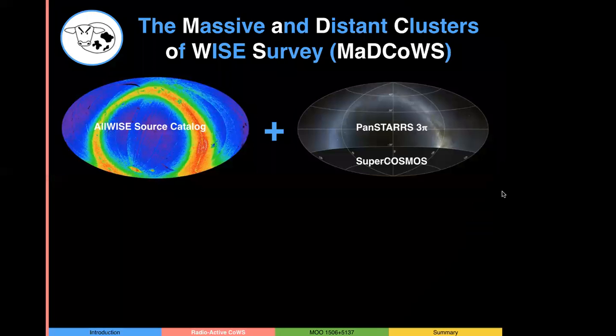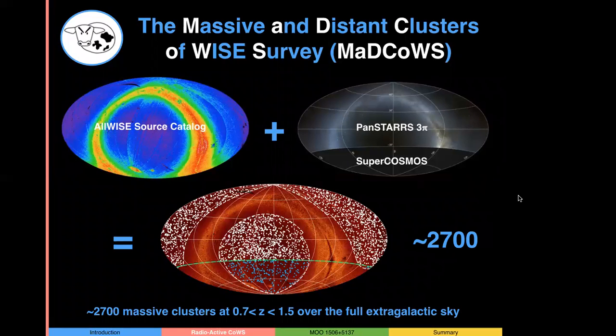redshift, the Massive and Distant Clusters of WISE survey, or MaDCoWS. We created this galaxy cluster catalog at this important epoch by cross-correlating infrared data with optical data, and then performing magnitude and color cuts to isolate the galaxies at this particular redshift. Then we apply a smoothing kernel, and from the density map of the remaining sources, we are able to find about 2,700 galaxy clusters. This is a fantastic sample that we can use to carry out many interesting statistical investigations into the correlation between the cluster environment and things like galaxy cluster populations, and something I'm particularly interested in, of course, the AGN population.